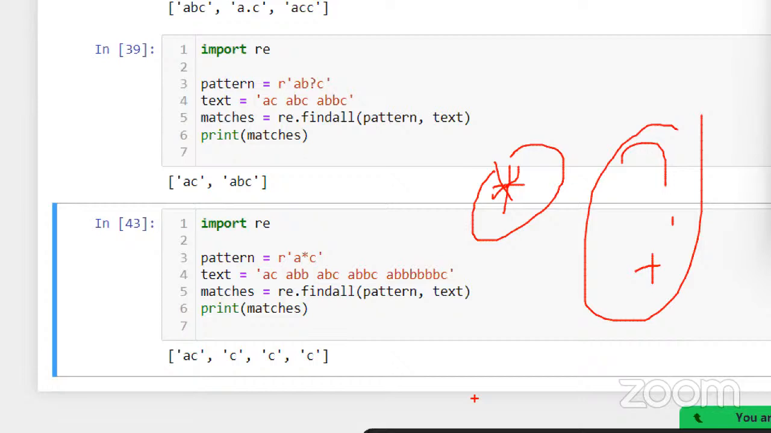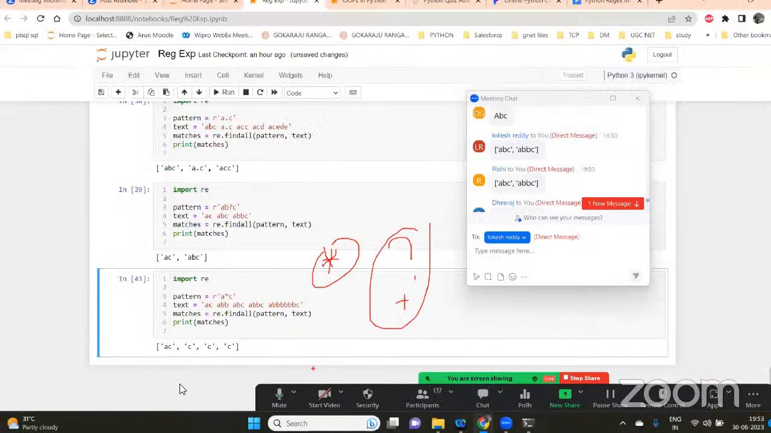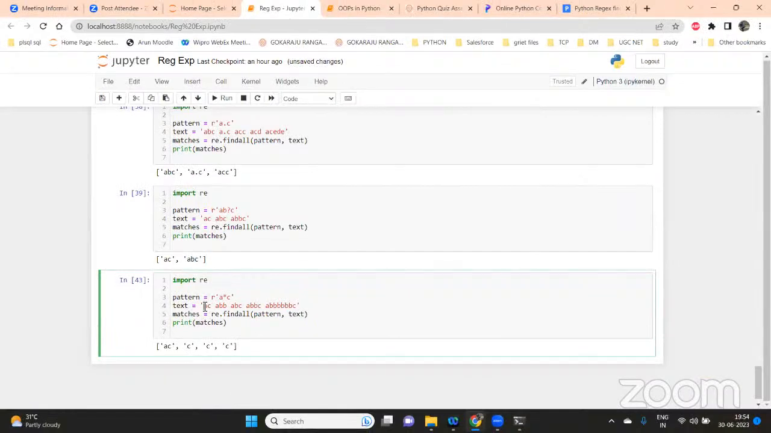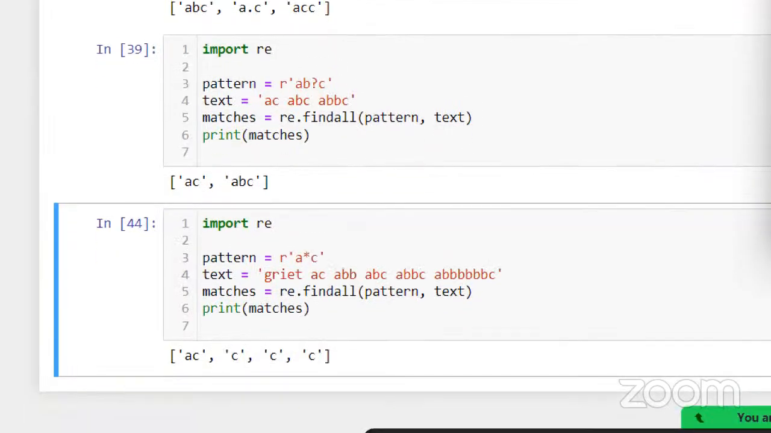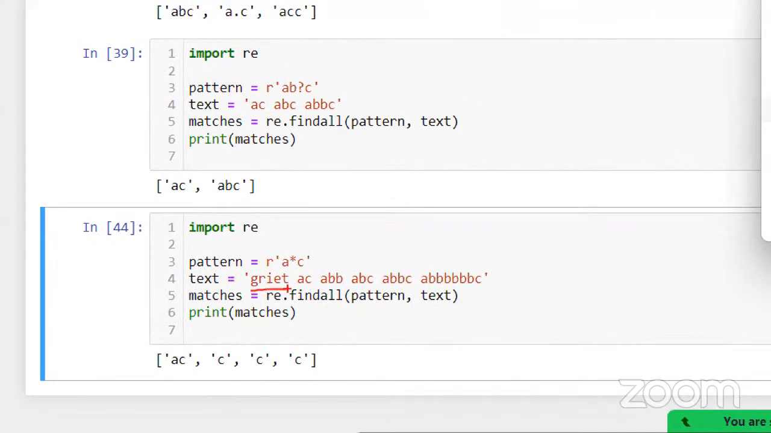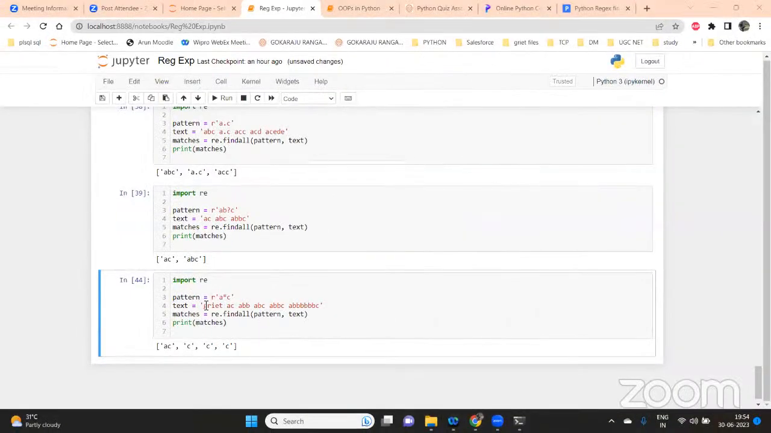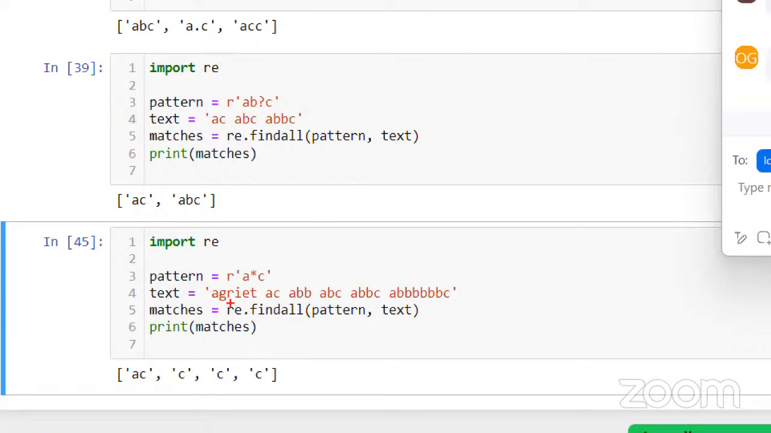So it is basically anything that starts with A, how many times? 0 or more occurrences, right? If it is 0 or more, it will work. For example, if I write something like this, why is grid not displayed? Now I'll add a grid. Still, it won't work. Why? Because there is no C after A.